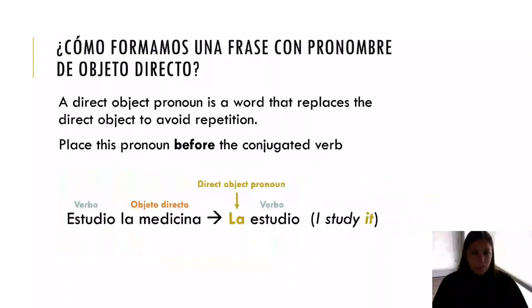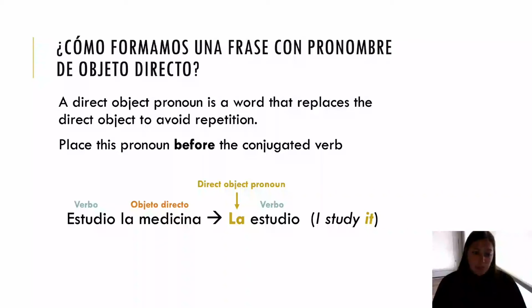¿Cómo formamos una frase con pronombre de objeto directo? A direct object pronoun is a word that replaces the direct object to avoid repetition, like you saw in the example at the beginning with the books. Do you read books? Yes, I read them. This is how we're getting our equivalent in English to them.